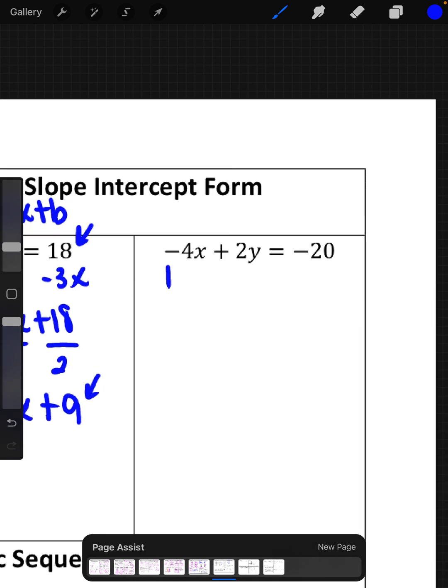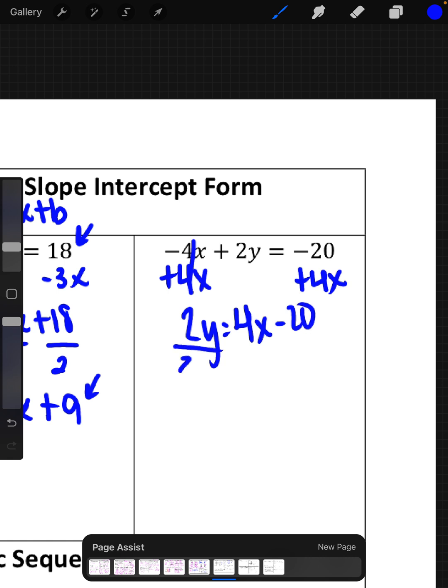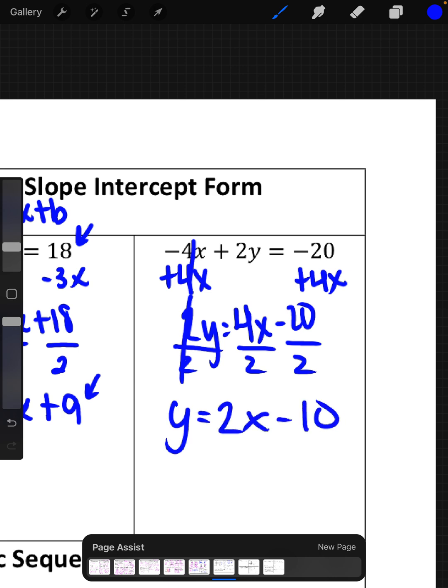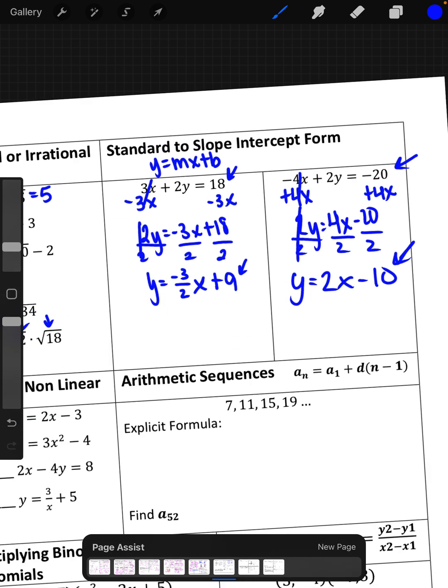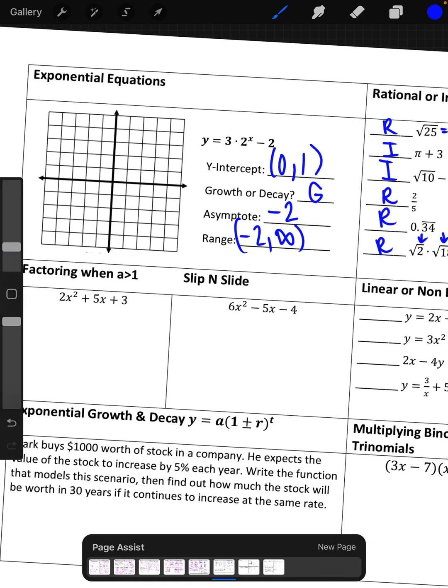All right, this one, again, I'm trying to get y by itself, so I'm going to add 4x to both sides. So that cancels and leaves me 2y equals 4x minus 20. I'm going to divide by 2. It gives me y equals 2x minus 10. And again, if you put this and this in Desmos, they'll give you the same line.